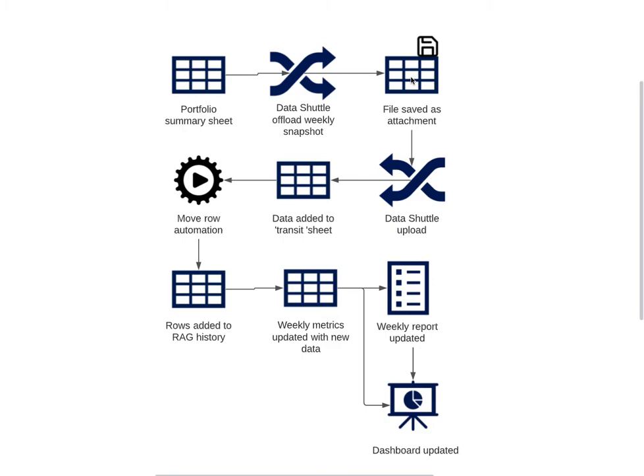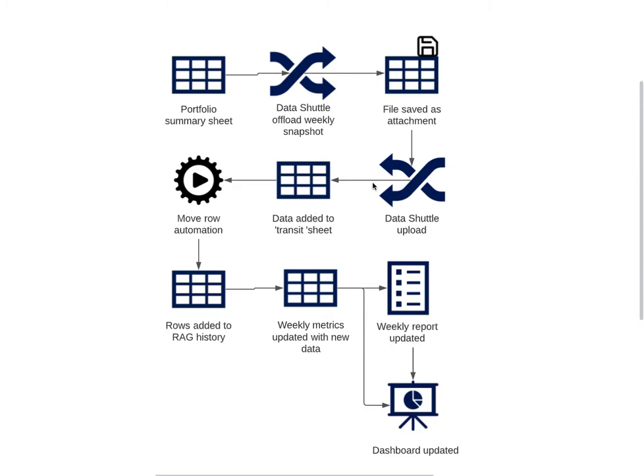The file is saved as an attachment, and the way Data Shuttle works is I have a trigger so that when this attachment is updated, it triggers another Data Shuttle, which uploads that information into a sheet. That information goes into what I call a transit sheet. When new information lands in this sheet, it says I've got new rows in here. That triggers an automation to move those rows into the RAG history sheet. What's great here is those rows then get added onto the bottom of what is there previously.